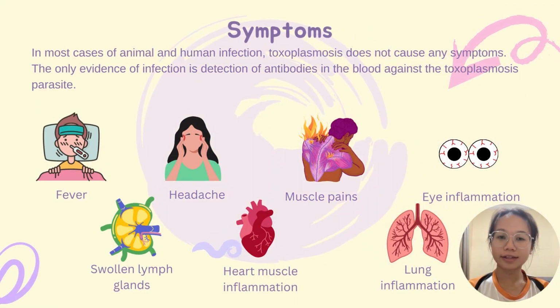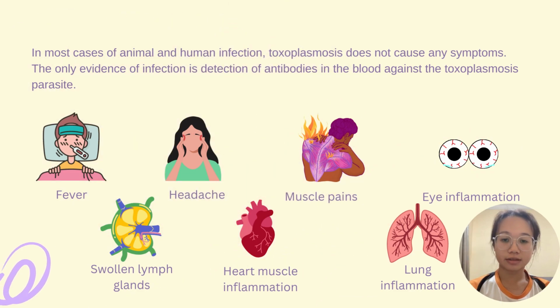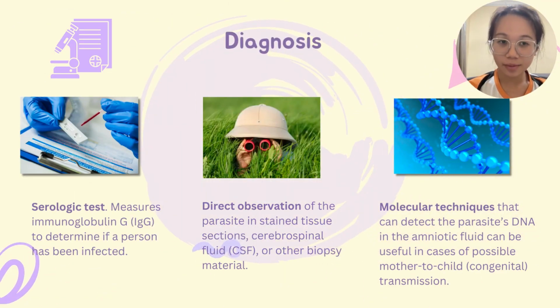Hi everyone, now I would like to talk about the symptoms. In most cases of animal and human infections, toxoplasmosis does not cause any symptoms. It is asymptomatic, and the only evidence of infection is detection of antibodies in the blood against the toxoplasmosis parasites. The general symptoms include fever, headache, muscle pains, eye inflammation, swollen lymph glands, heart muscle inflammation, and also lung inflammation.